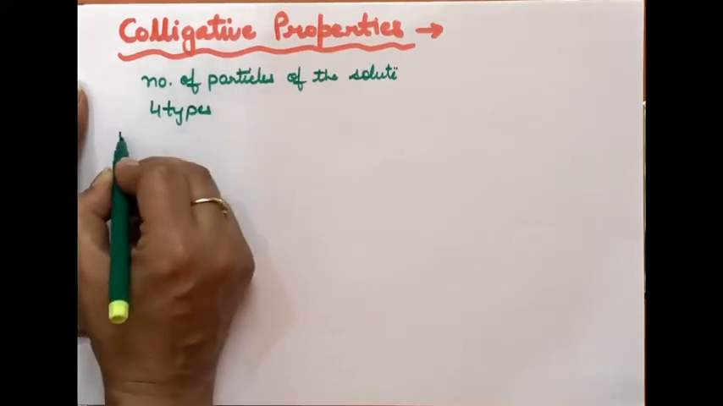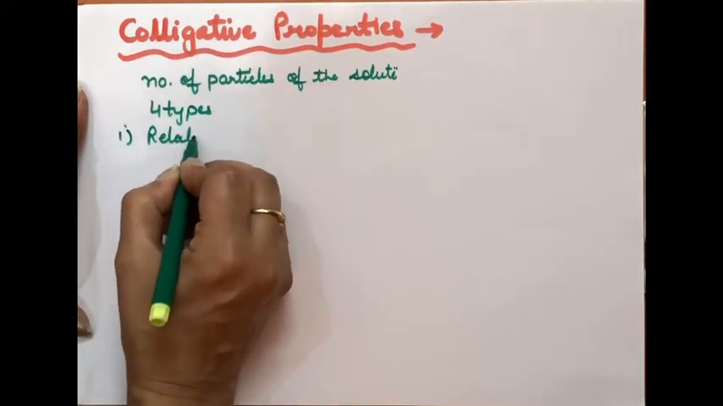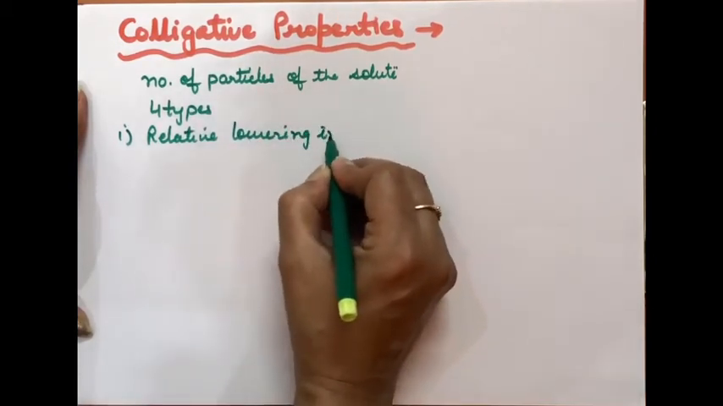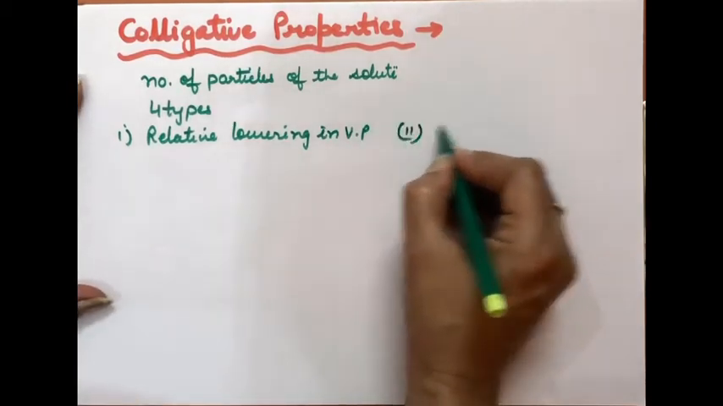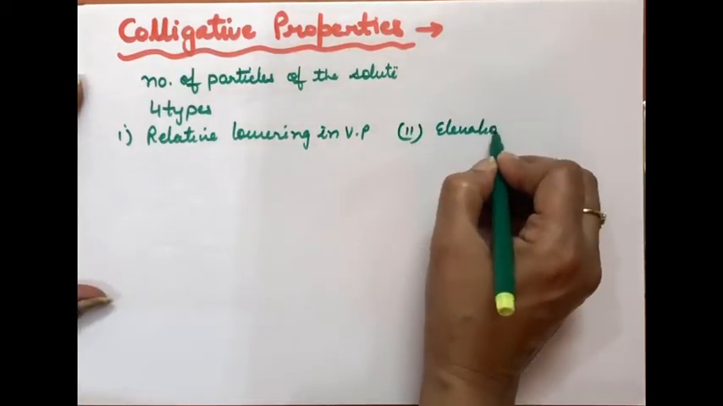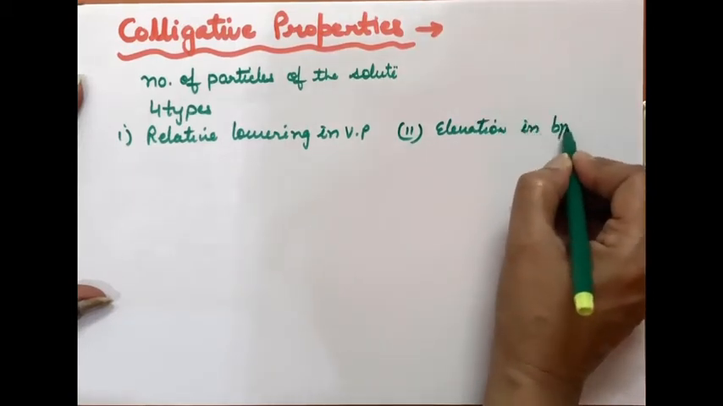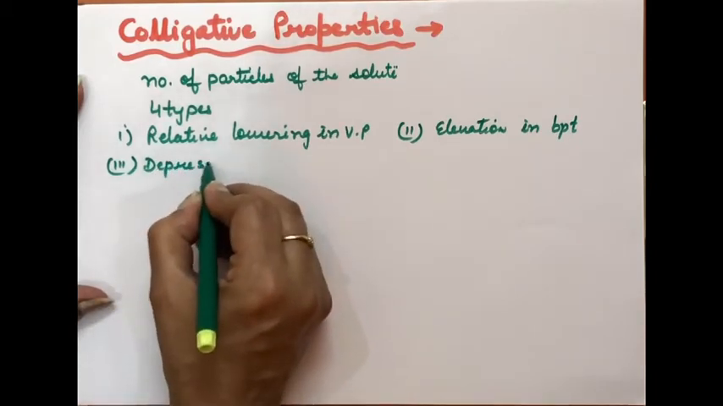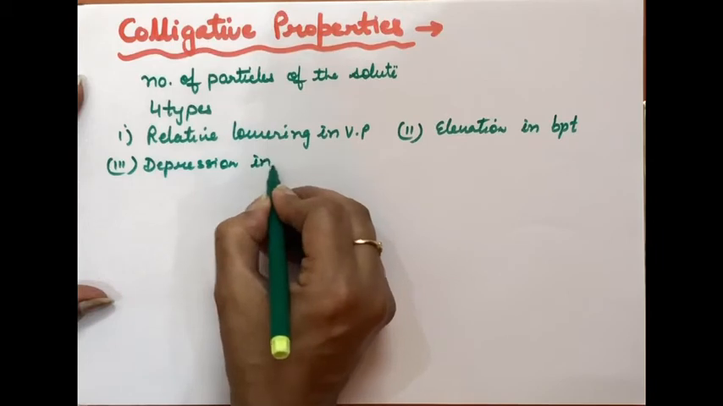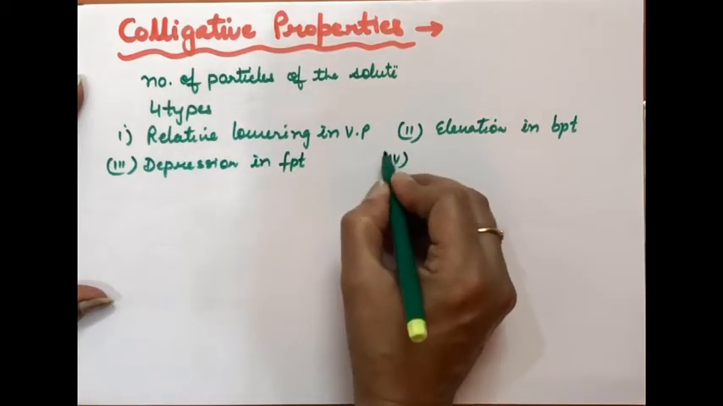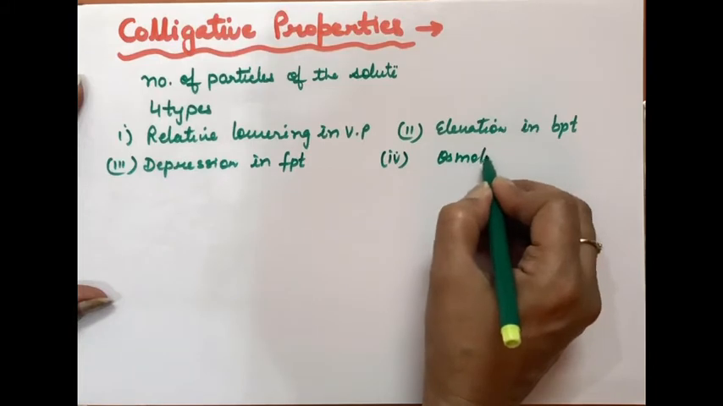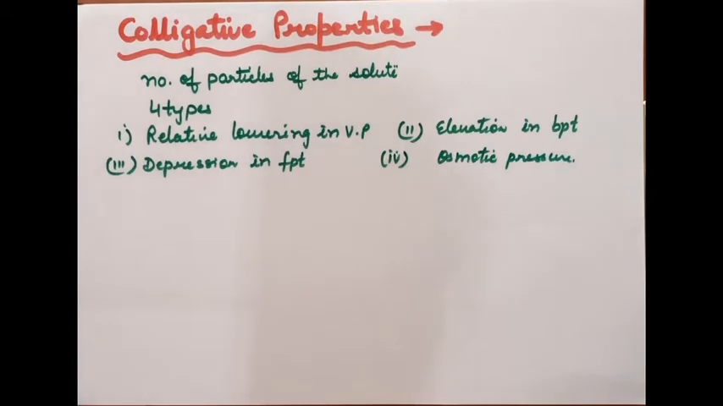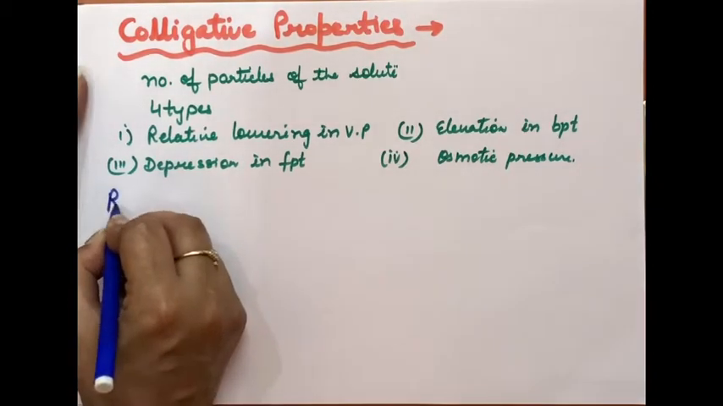First one is relative lowering in vapor pressure. Second colligative property is elevation in boiling point. Third is depression in freezing point. And fourth is osmotic pressure. So we'll do these properties one by one. First we are starting with the relative lowering in vapor pressure.